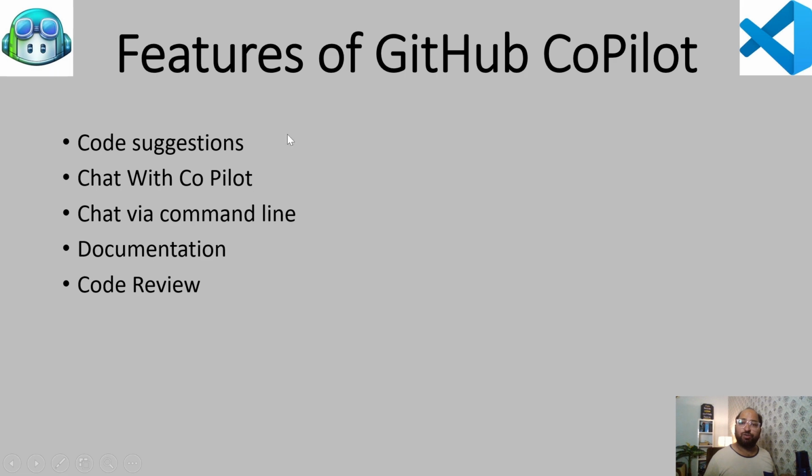Now these are the features of GitHub Copilot. It suggests the code and it can give suggestions of code which will help us write the code faster. We can chat with the Copilot for any query. We can chat to Copilot via command line. It can provide the documentation. It can explain the code. We can also review the code. In IntelliJ, it was not a feature, while in Visual Studio Code as of today, that is 10th of May, it has a code review feature as well, right?